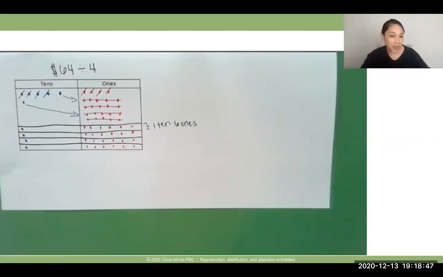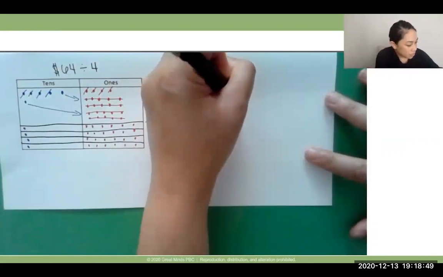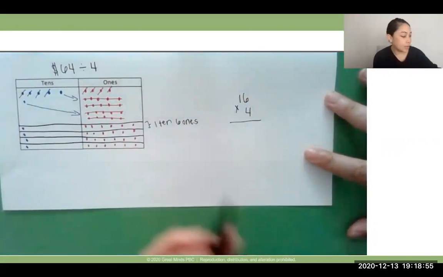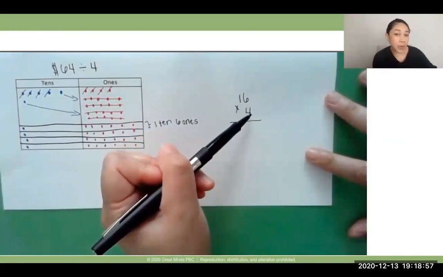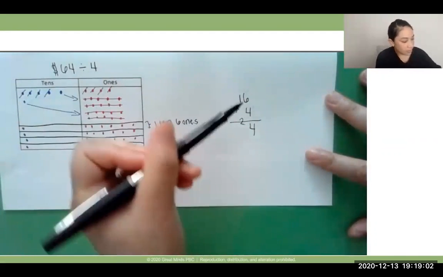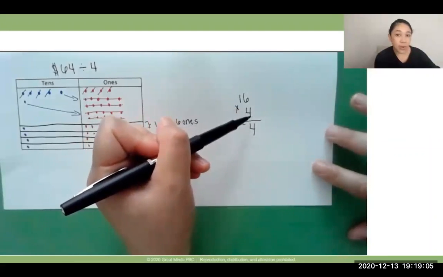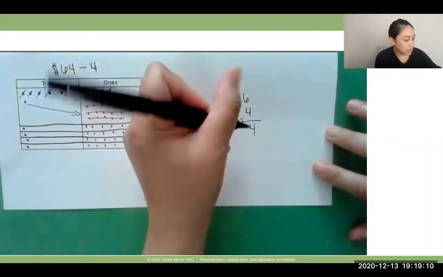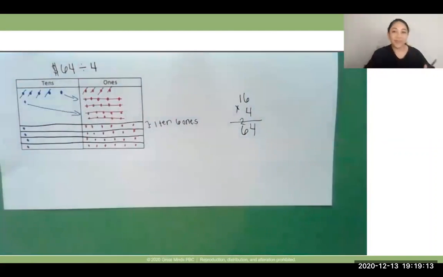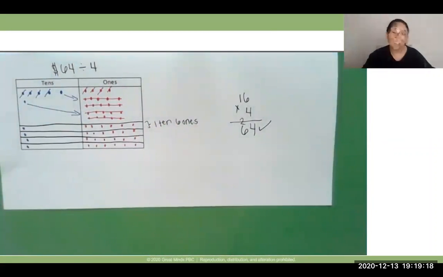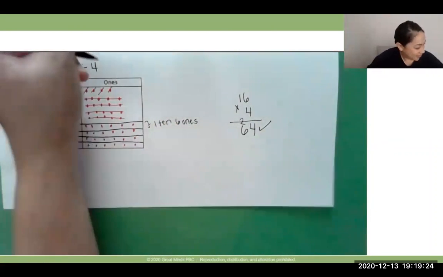We can multiply 16 times 4. 6 ones times 4 is 24 ones. 1 ten times 4 is 4 tens, plus the 2 tens is 6 tens, 64. Our quotient is correct. 64 divided by 4 equals 16.